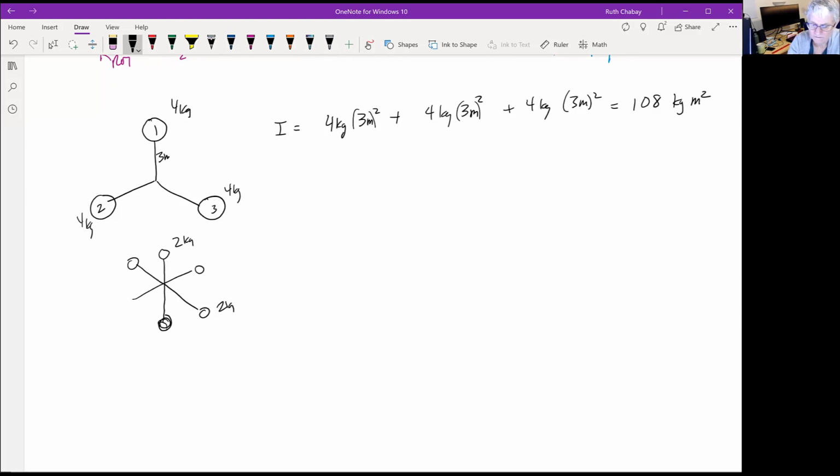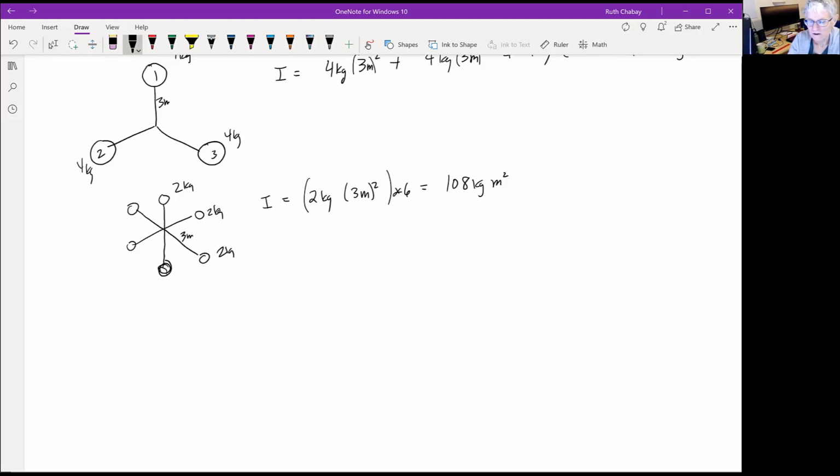And that's still 3 meters. What would the moment of inertia be here? Will it be 2 kilograms times 3 meters squared times 6, which would give us exactly the same moment of inertia? It would give us 108 kilogram meters squared, right?